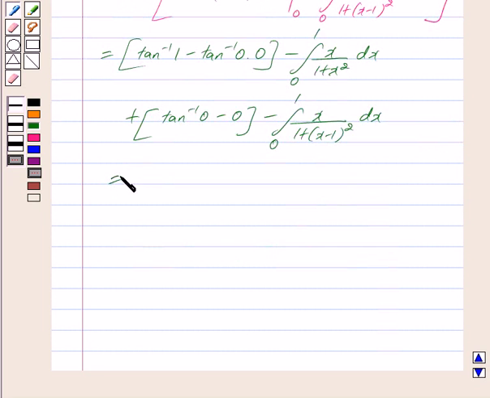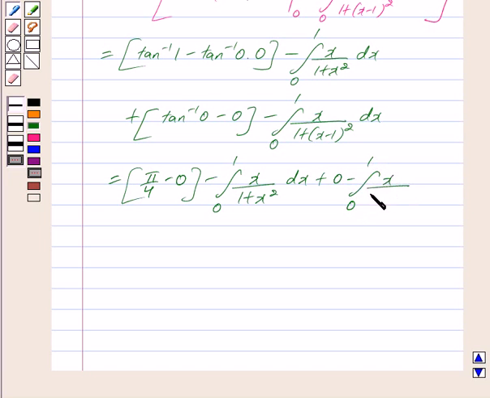And this is equal to, now tan inverse 1 is equal to pi by 4, so we have pi by 4 minus 0 minus the integral from 0 to 1 of x upon 1 plus x square dx, plus, now tan inverse 0 is 0. So we get 0 minus 0, which is again 0. So we get 0 minus the integral from 0 to 1 of x upon 1 plus (x minus 1) whole square dx. This is equal to pi by 4 minus, now let us take this definite integral as I1, so we get I1, and let us take this definite integral as I2, so we get minus I2.